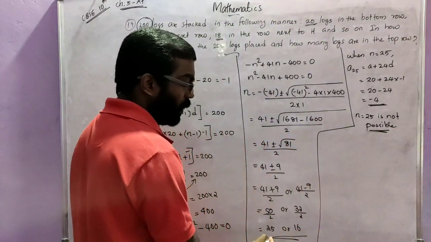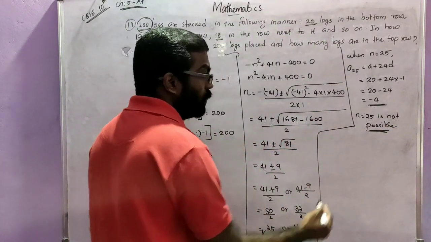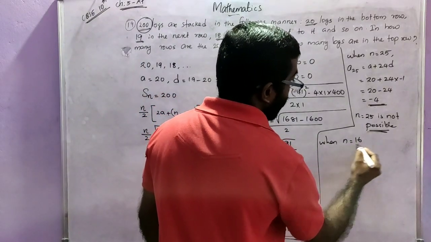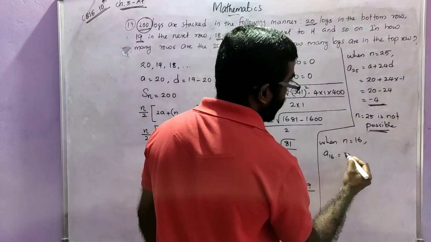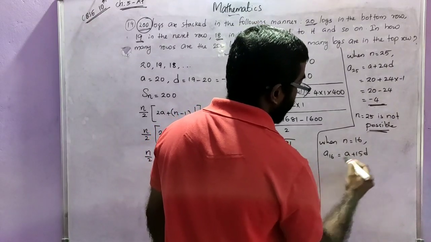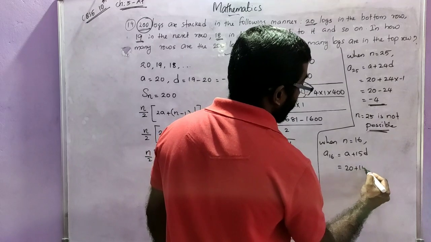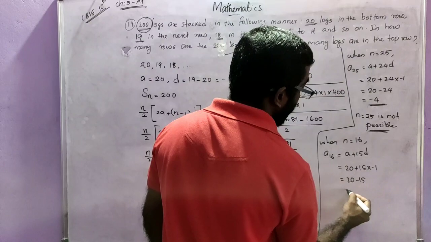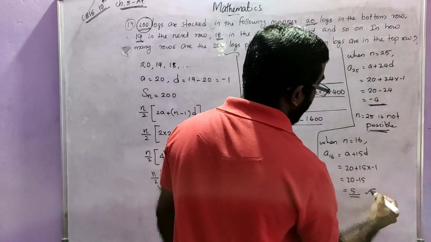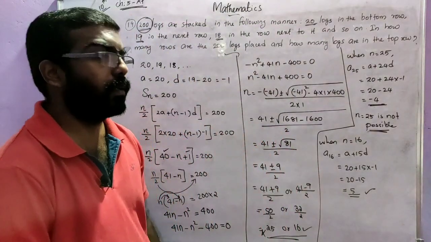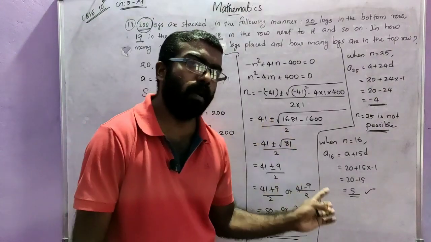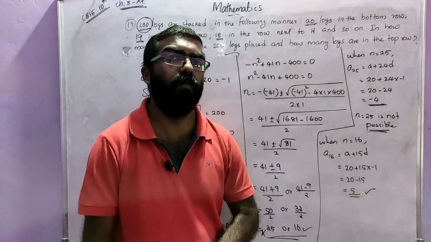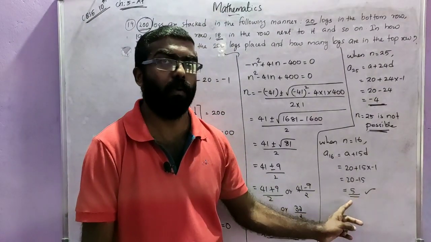Now we can check the next one. 16. When n is equal to 16, a16, the 16th term, is equal to a plus 15d. That is 20 plus 15 into minus 1, and 20 minus 15, which is equal to 5. So it's a positive value and it is possible. That means the number of logs on the 16th row will be equal to 5.